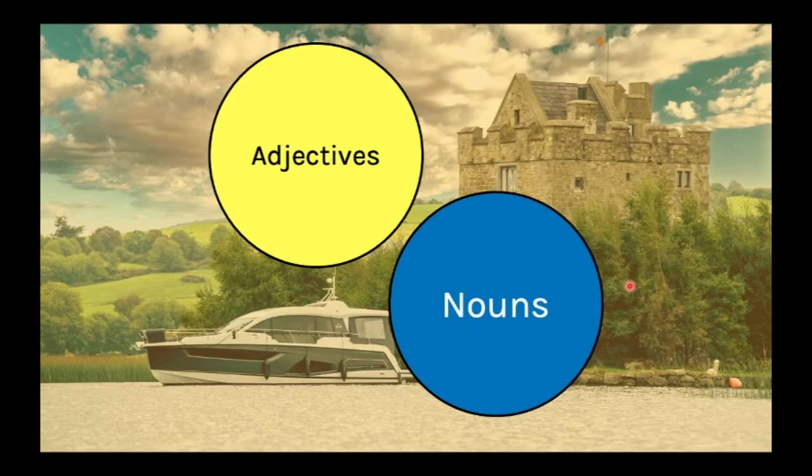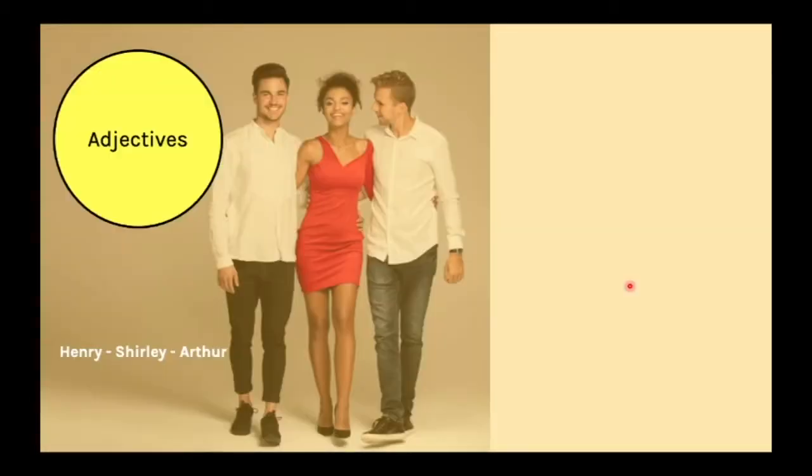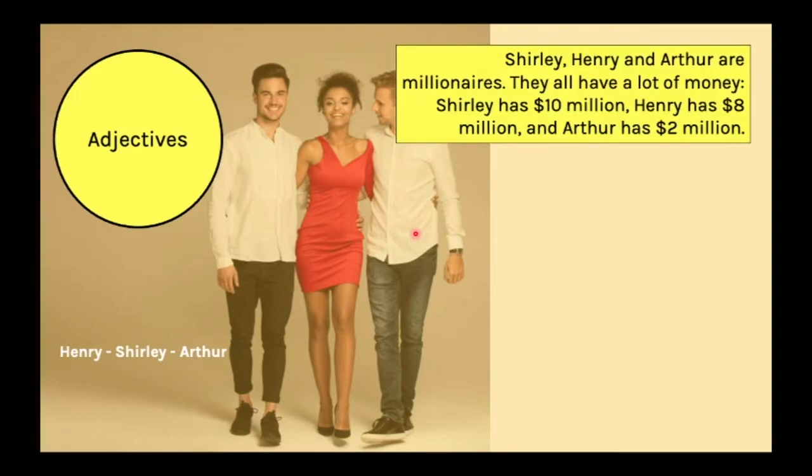And now that you know what nouns and adjectives are, we can start making comparisons with adjectives, but before that, I want you to meet three very good friends of mine. This is Henry, this is Shirley, and this is Arthur. There is something that they have in common. Shirley and Henry and Arthur are millionaires. They all have a lot of money. Shirley has $10 million, Henry has $8 million, and Arthur has $2 million.